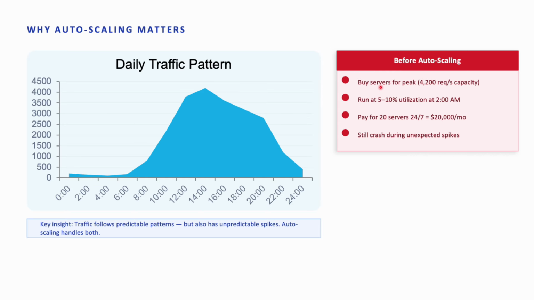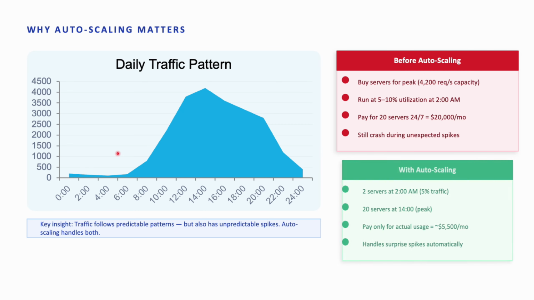So if you do not use auto scaling, what is going to happen? You have to buy enough servers to handle your peak hours. But those servers sit at 5% utilization at 2 a.m. So you are paying for 20 servers 24 hours a day, and that's waste. And you still crash during unexpected viral moments, because you over provisioned for normal peak, but not for the tweet from a celebrity that sends 10 times traffic to your website.